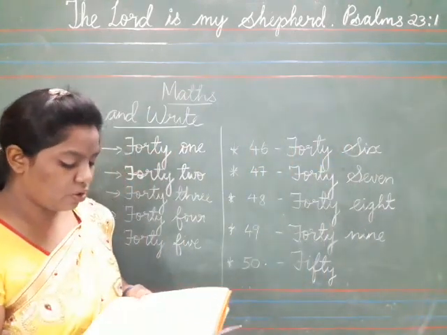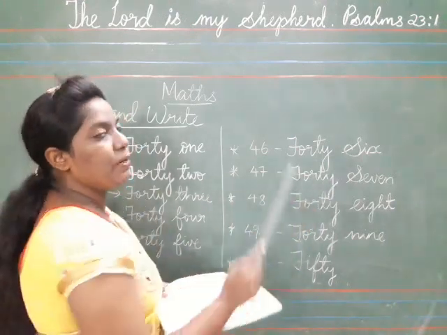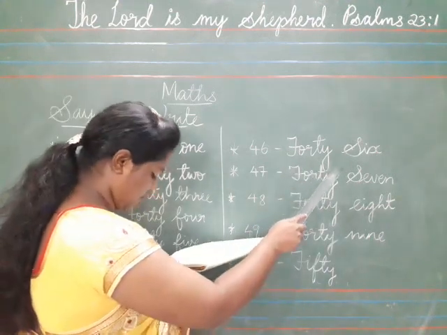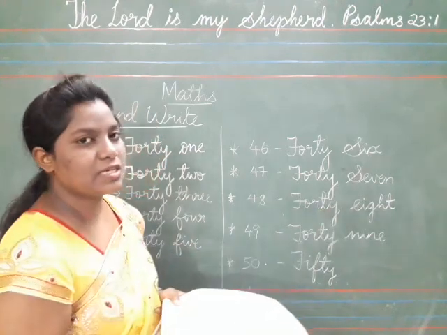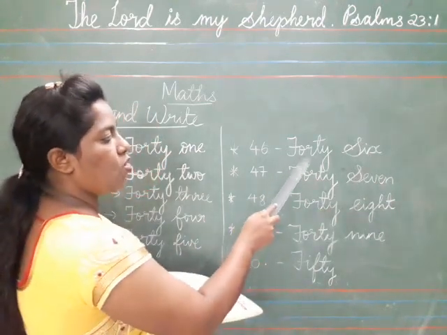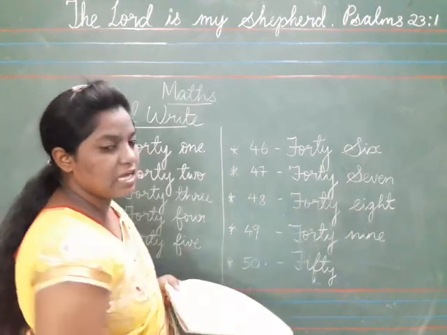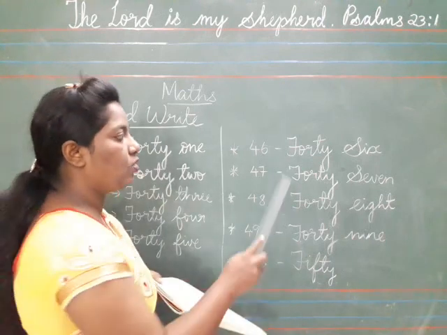Then look down. How many mangoes? 46. How many mangoes? 46. F-O-R-T-Y, 46. S-I-X, 6. How many mangoes? Write along with me. F-O-R-T-Y, 46. S-I-X, 6. Children, you should write 46 six times. Repeat and write. What is the spelling?